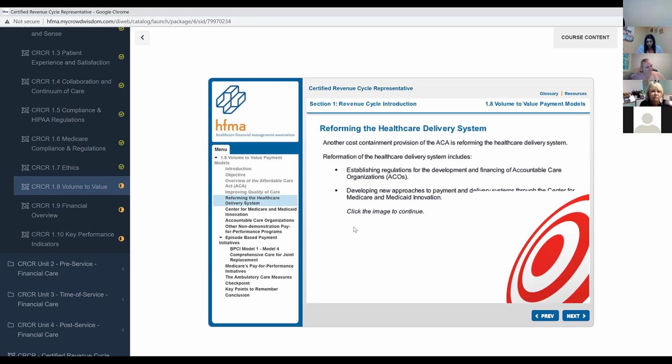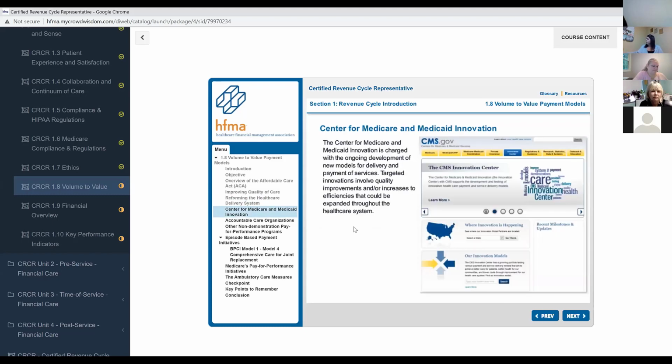I am. Okay, the Center for Medicare and Medicaid Innovation, they're charged to develop new models for delivery and payment of services. And if you so desire, this is their website. This is their page on the CMS website that you can go to. Accountable care organizations. Okay, ACOs.